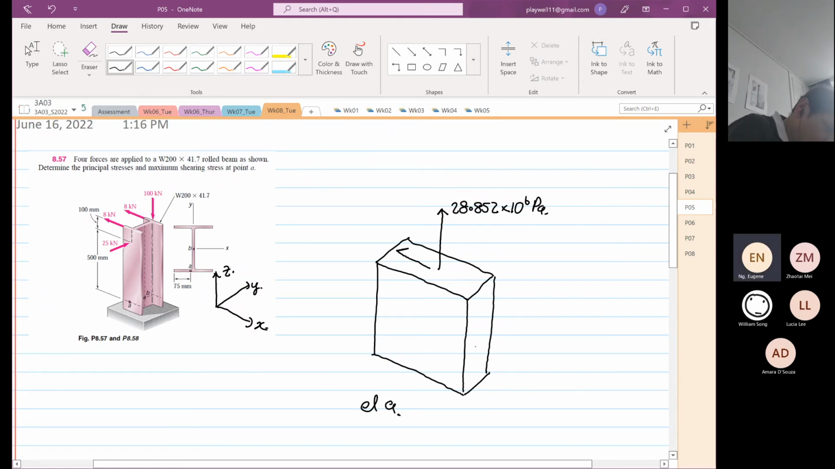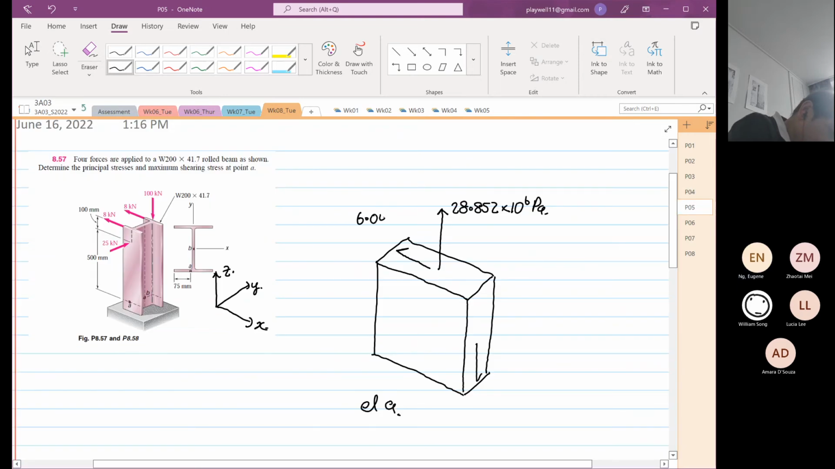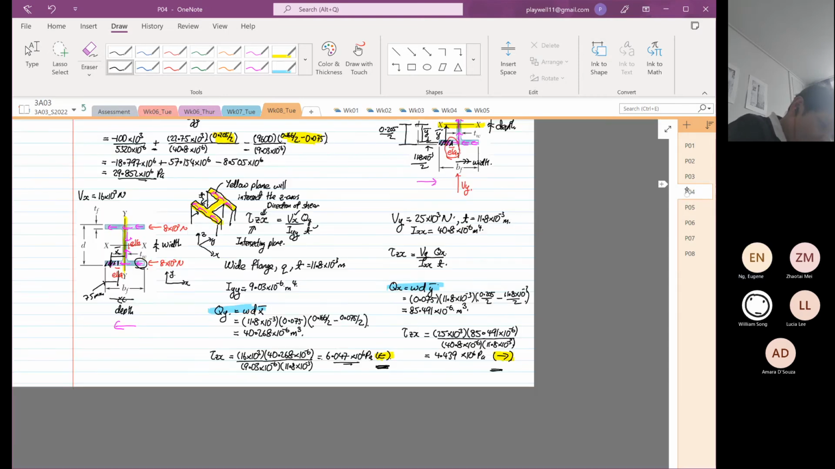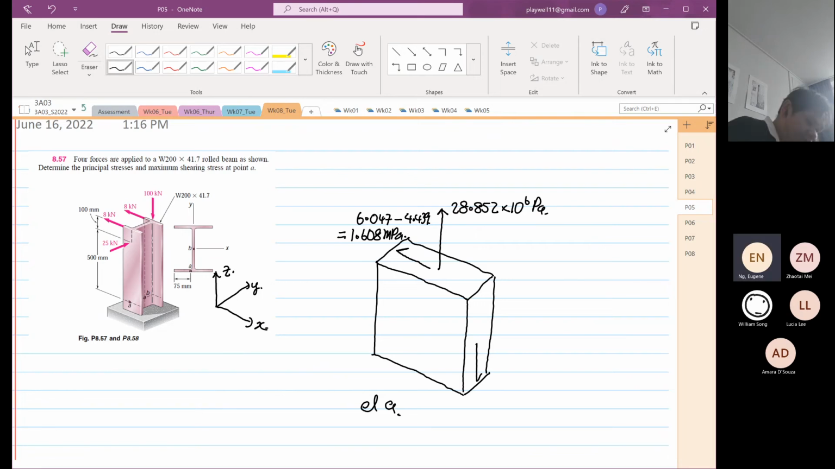Okay, so we know that this is our shear. So this value will be equal to 6.047 minus 4.439. So this will be equal to 6.047 minus 4.439 is equal to 1.608 megapascal. Okay, so this is for element A.